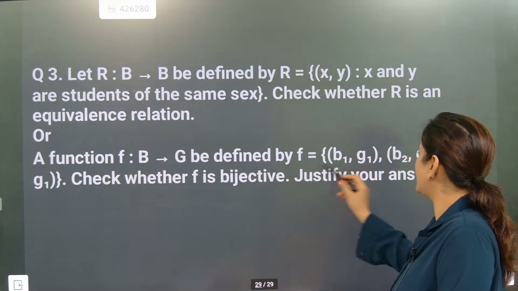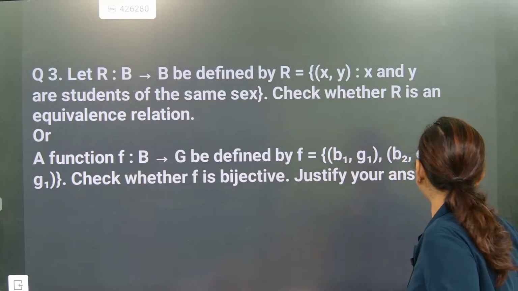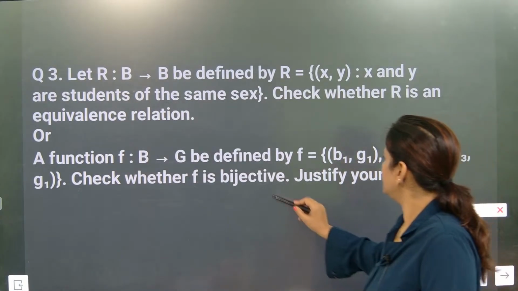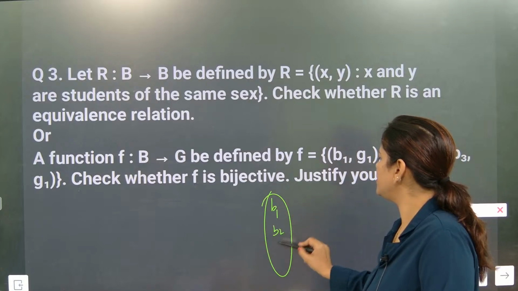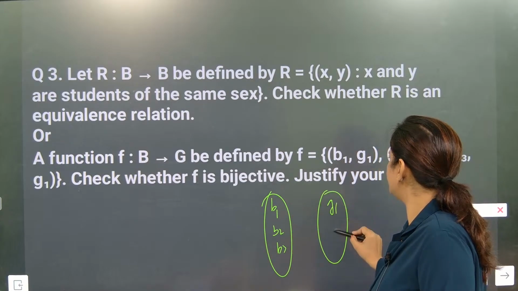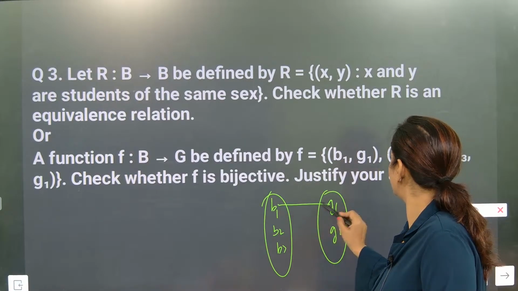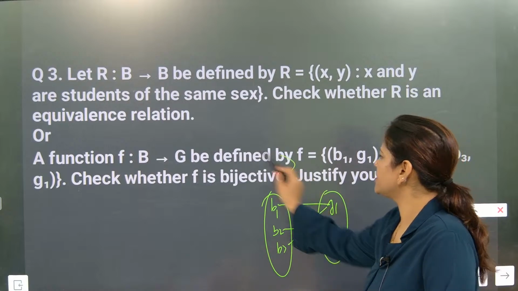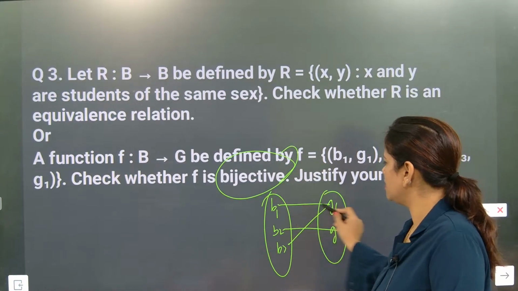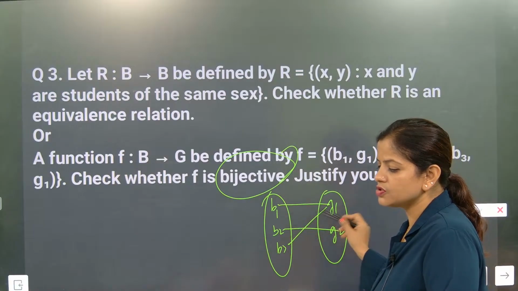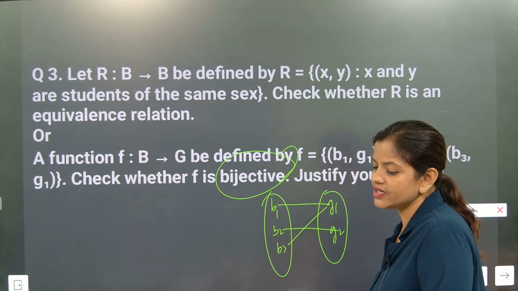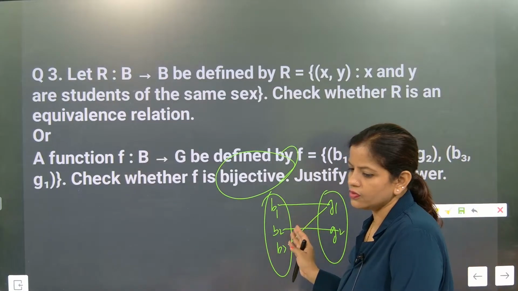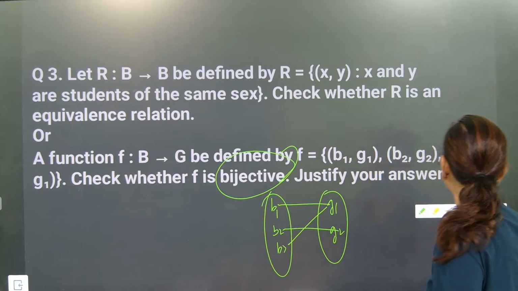Now f from B to G is defined as this. Check whether it is bijective, and justify your answer. The first one is very easy to do. Here we have B1, B2, B3 and G1 and G2. So B1 goes to G1, B2 goes to G2, B3 goes to G1. Is it bijective? No, because it is many-one. Two inputs have one output, so it is not injective. The moment it is not injective, it is not going to be bijective. Understood? It is surjective onto G, but it is not injective, so it is not bijective.